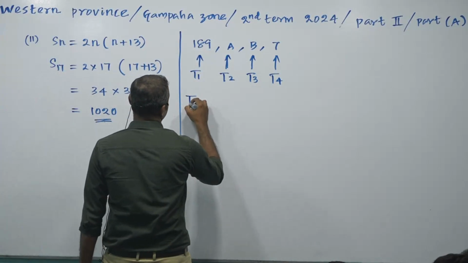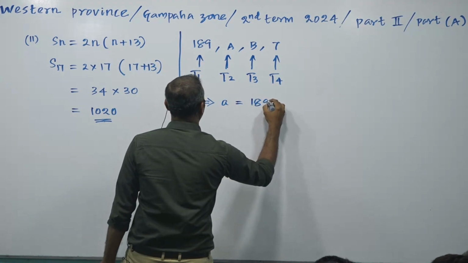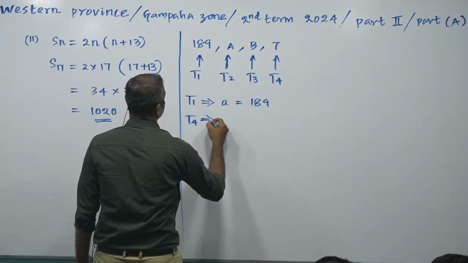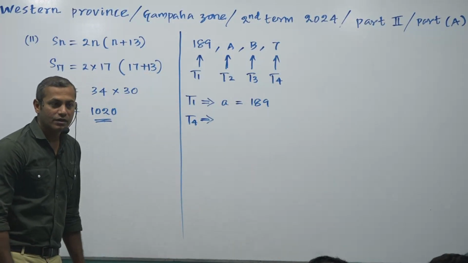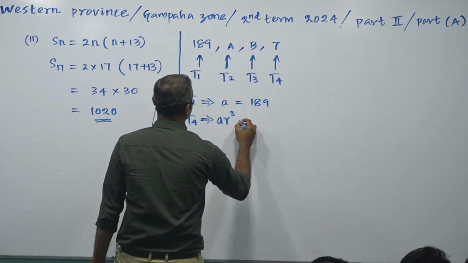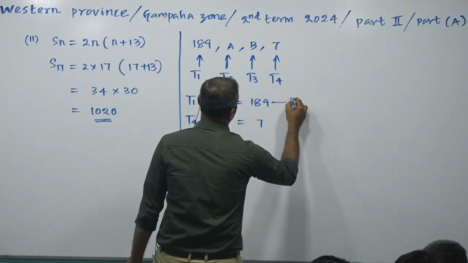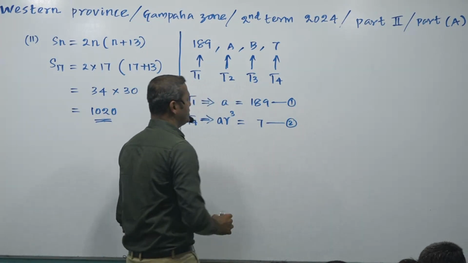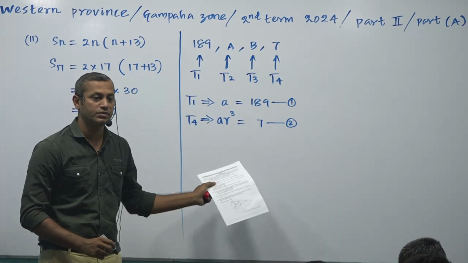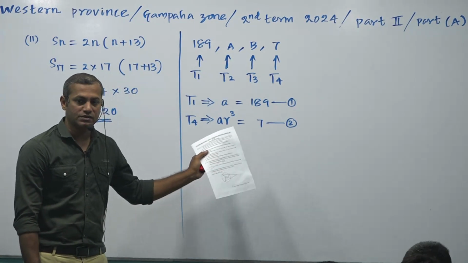First term can be written as how? A. A equals 189. Fourth term can be written as how? You know the method how to write it. Fourth term, A R cube or A R to the power 3, that is 7. Okay. This can be done in many ways. One method is to form two simultaneous equations and divide one by the other. If it is a geometric progression, we divide one by the other.